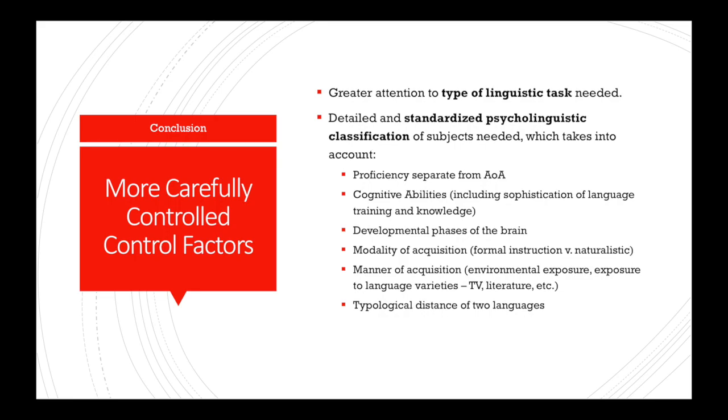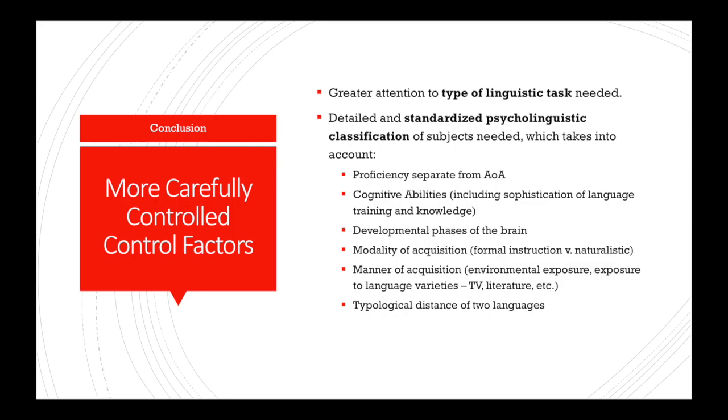So in conclusion, we need greater attention to the type of linguistic task, as well as a more standardized psycholinguistic classification. When they're getting ready to do these very, very expensive neural imaging, they should take a lot of time to make sure that they have a standardized classification of their subjects, so that we have that data available. They often mention what age their participants were, but they didn't tease apart the proficiency, or what the L2 and L1 were and how that could have impacted the results. So doing more work up front to make sure these things are accounted for would give us better results.